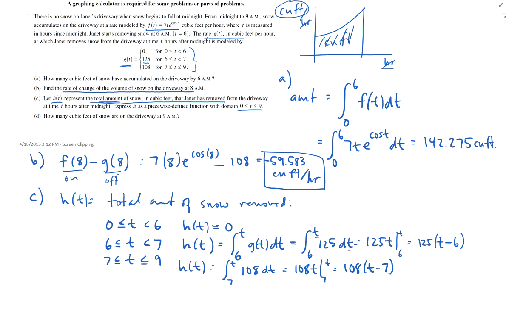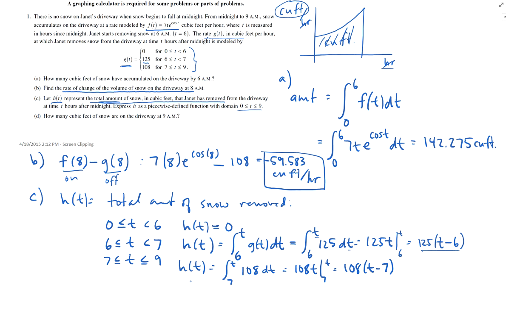Now, I didn't include one thing here, though. This is the total amount of snow she removed. This expression right here simply represents how much she's removed from 7 hours up to t. She's already removed the snow from 0 up to 6, and up to 7, I mean. How much snow has she removed up to 7? Well, if t is 7, it's 7 minus 6 is 1, so 125 cubic feet.